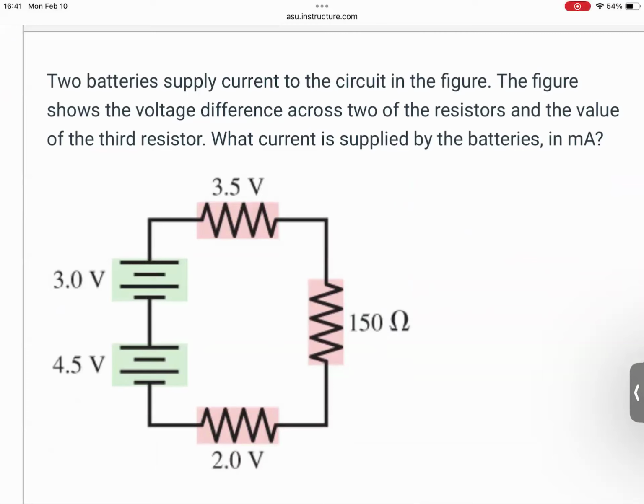This takes 2 minutes. 2 minutes to discuss. And put your answer in D if you can.